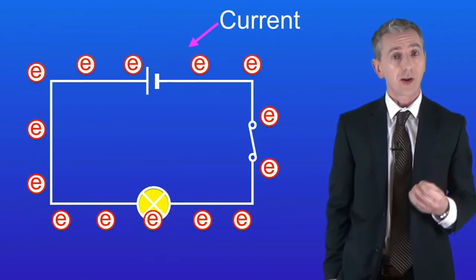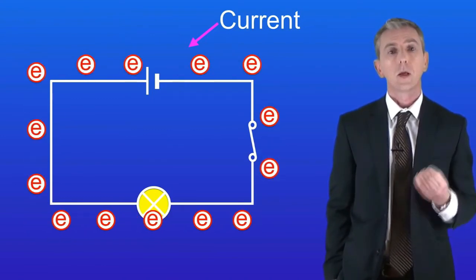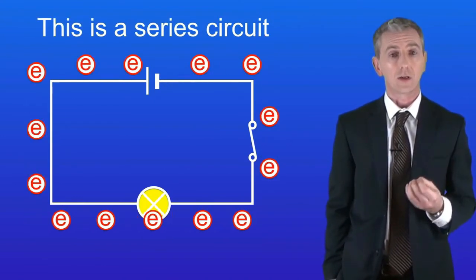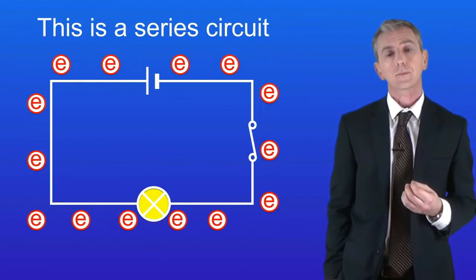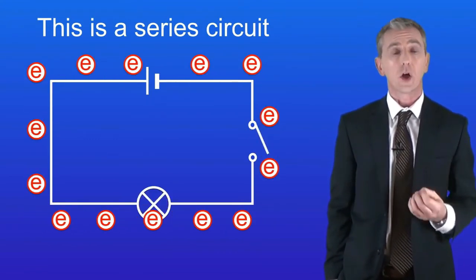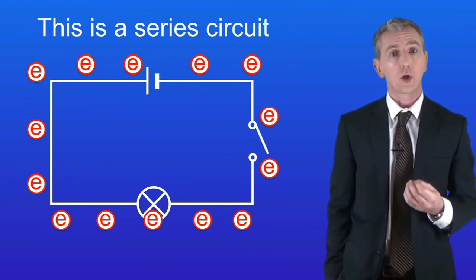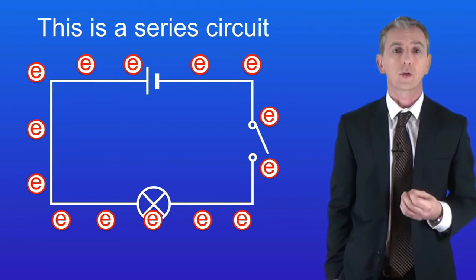Now, this circuit has got no branches, so the electrons have to go in one direction. We call this a series circuit, and that's really important. If I now open the switch, the electrons cannot flow, so the current stops. The electrons are no longer giving the bulb any energy, so the bulb goes out.